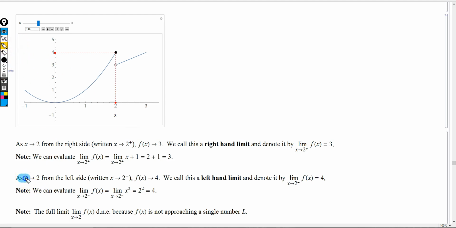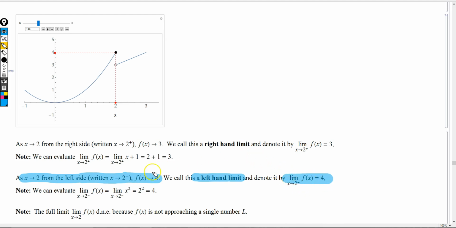So we see that as x approaches 2 from the left side, we write that like this. Notice the notation. X converges to 2 from the left. That little negative superscript means x is approaching 2 from the left side. F of x is approaching 4. We call this a left-hand limit, and we denote it like this. Limit as x approaches 2 from the left of f of x equals 4.